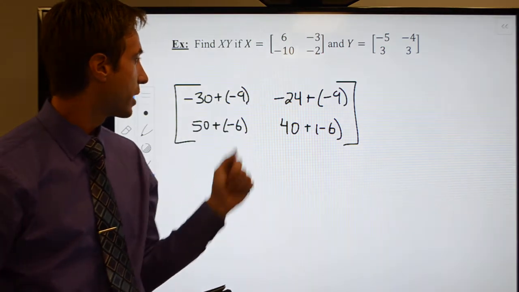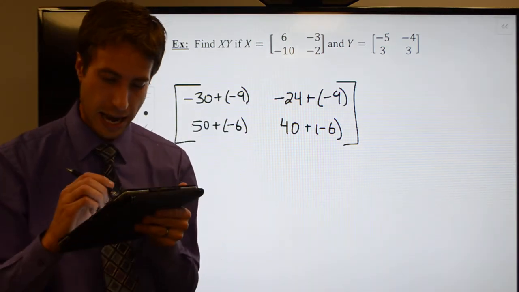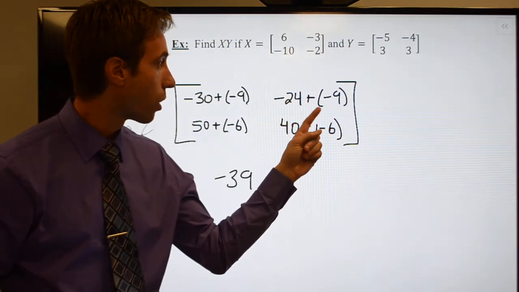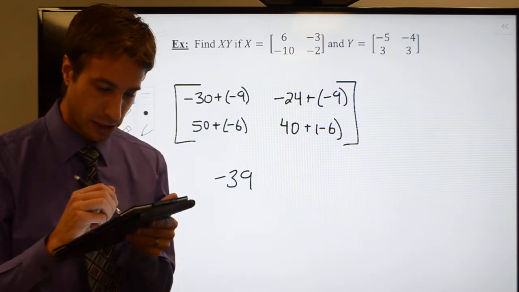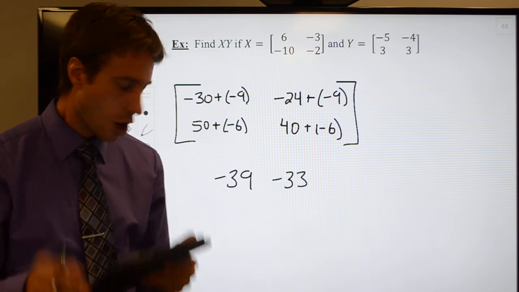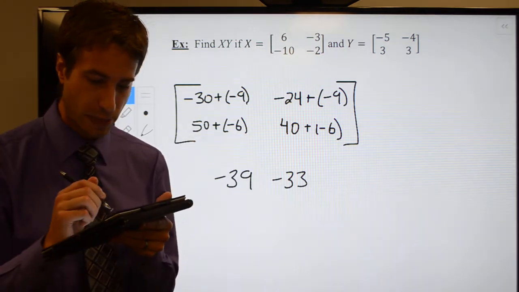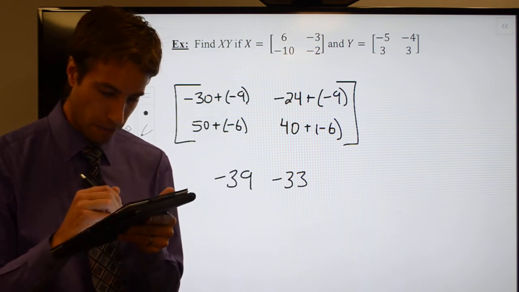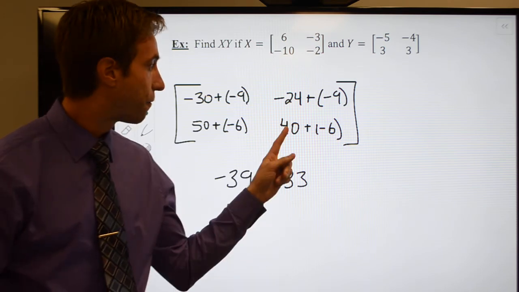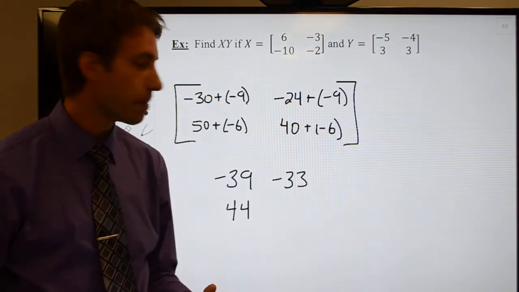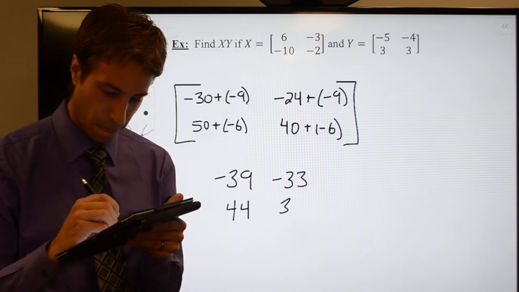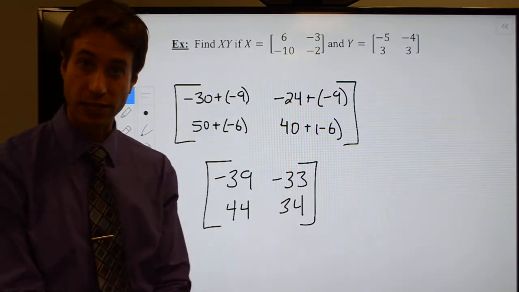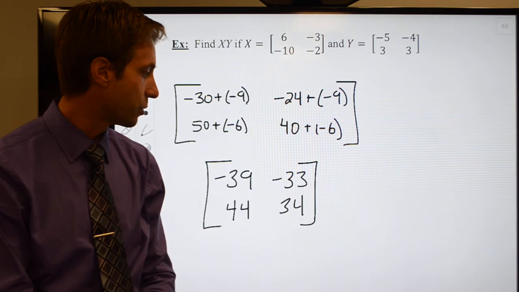Here we go. Minus 30 plus a negative 9 should be a minus 39. So we have negative 39. And then we have a minus 24 plus a negative 9 should give me a minus 33. We're going to have 50 minus 6 should be, let's see, yeah, 44. And 40 plus a negative 6 is going to, of course, be 34. All right, so there we go. I have got my product matrix, the result of multiplying these two matrices together.